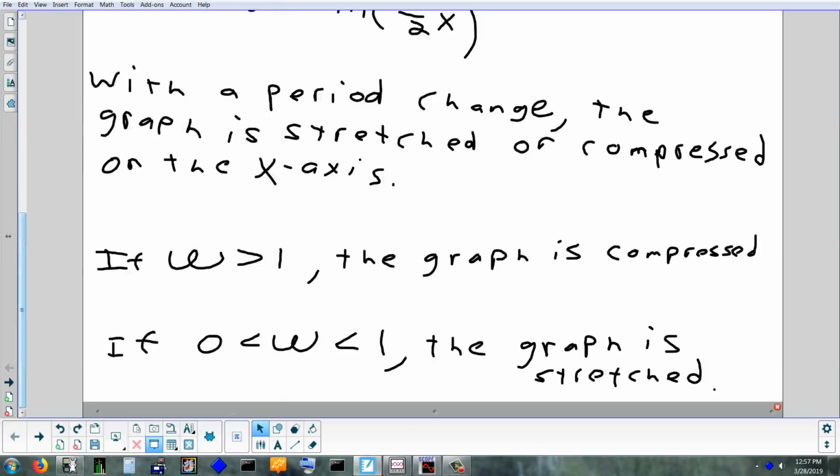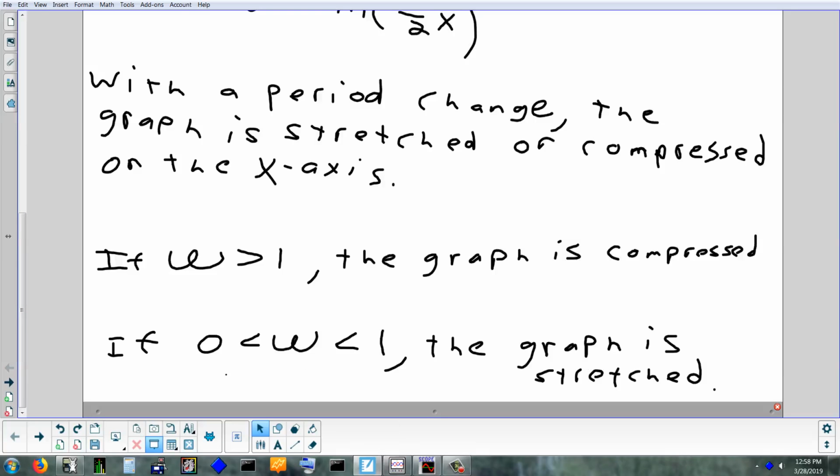Bigger the number, the more it compresses. If you put a number between 0 and 1, like 0.5, which is the same as I have, or 1/3, 1/5, 2/3, any number that's less than 1, it's going to stretch it. The smaller the number, the more stretch you get. So if you graph 1/10 versus 1/2, 1/10 is a much smaller number than a half. 1/10 is going to stretch it even more. So the closer you get to 0, the more stretch you get.